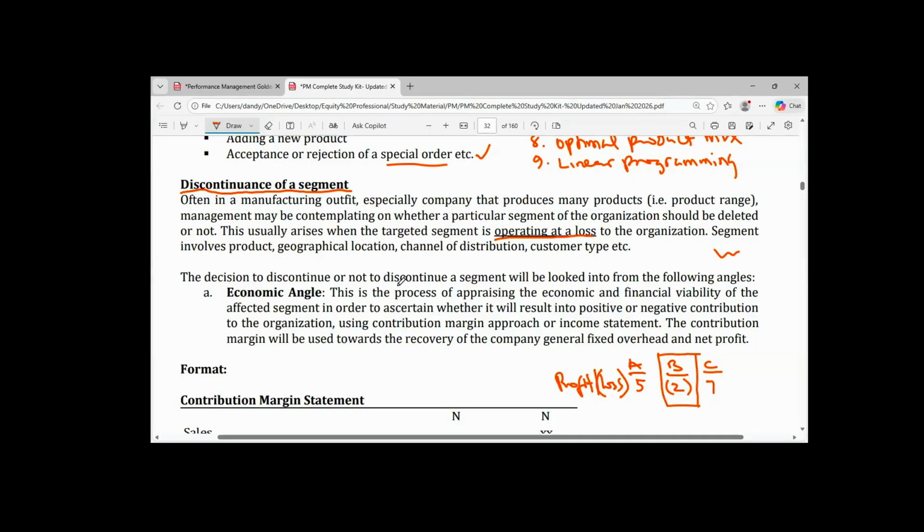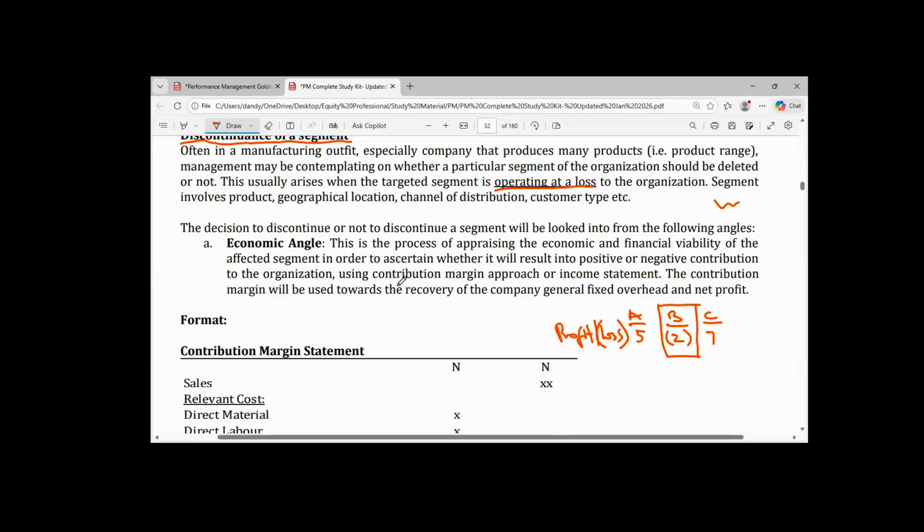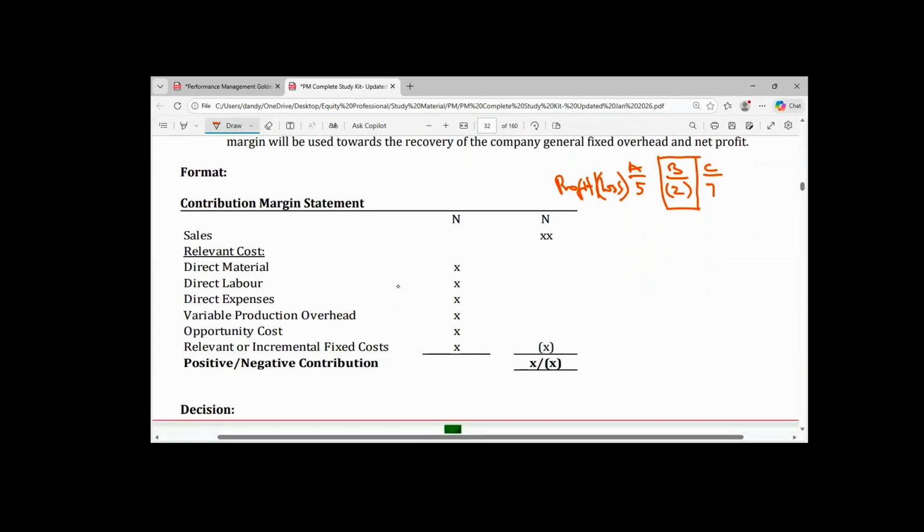Stop it. Okay. So, in relation to deleting of a segment, we are going to look at the economic angle and then the qualitative factor. So what do you mean by the economic perspective of deleting of a segment? Remember what I said the other time. This product that is operating at a loss is what we know as the segment we are referring to. That is the affected segment. The target is on the affected segment.